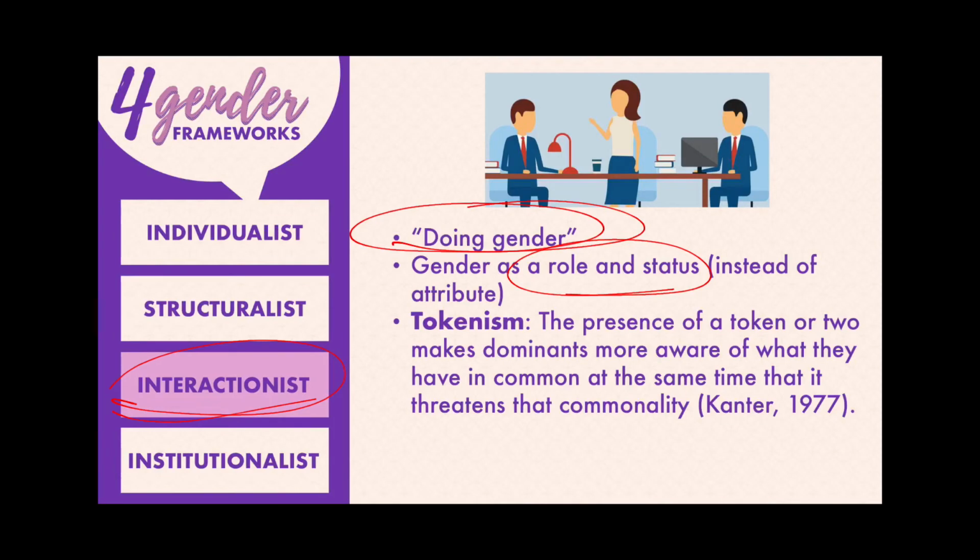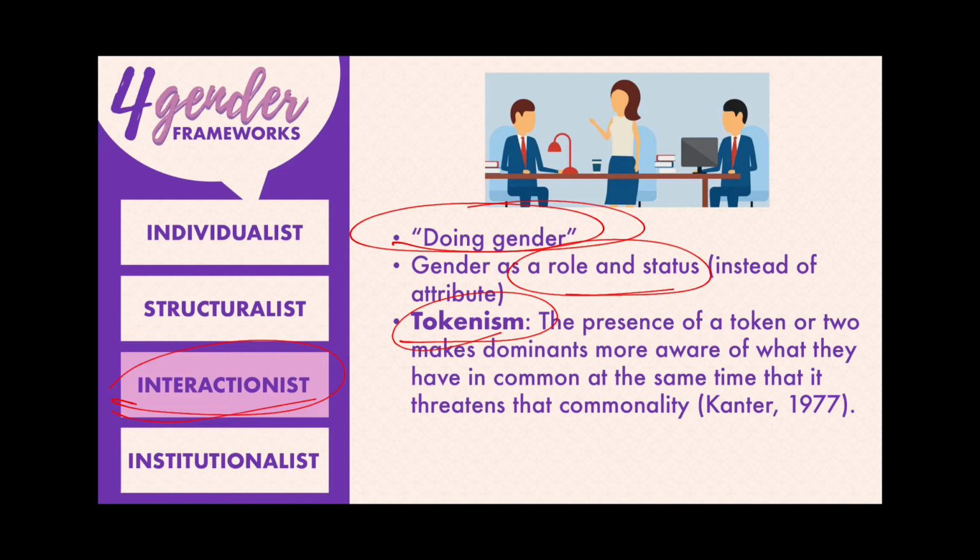And then there's the term called tokenism. In current understanding, tokenism is the symbolic involvement of a person in an organization just because it's required. For example, in this meeting or in this department, all of us are male, so we have to also put a female inside, and that female is the token, just to say that this is a gender diverse workplace. So that's the current understanding of tokenism. But also, Cantor argues that the presence of a token or two makes dominants more aware of what they have in common. At the same time, it threatens that commonality, and therefore it defeats the purpose of being diverse in that specific department or in that specific group.